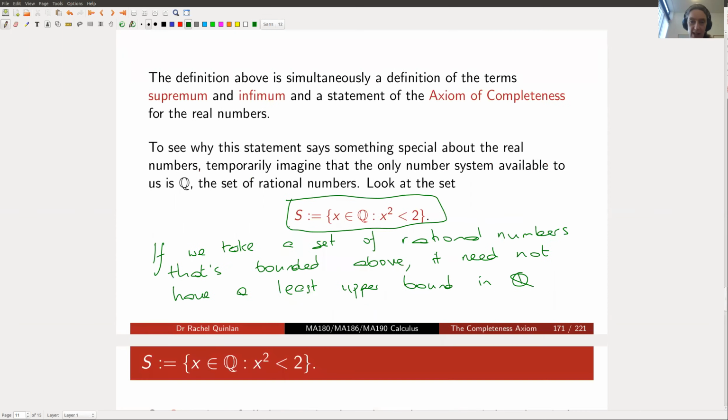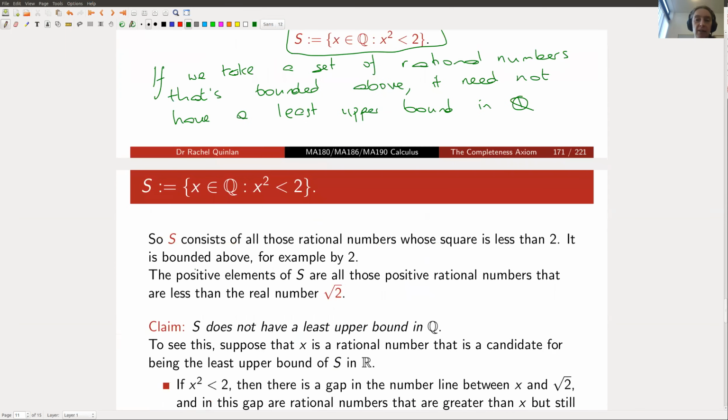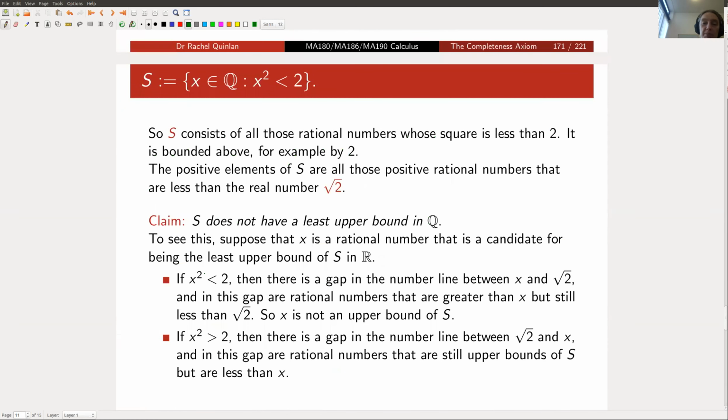Okay, so S is the set of rational numbers whose square is less than 2. So it includes things like 0, 1, 1.1, and 5/4 is there because its square is 25/16, which is less than 2, and so on. S consists of all those rational numbers whose square is less than 2, and it's bounded above, for example, by 2 or by 3 or whatever. And the positive elements of S are all the positive rational numbers that are less than the positive number square root of 2, which is not rational. Okay, and the assertion is that S doesn't have a least upper bound in the set of rational numbers.